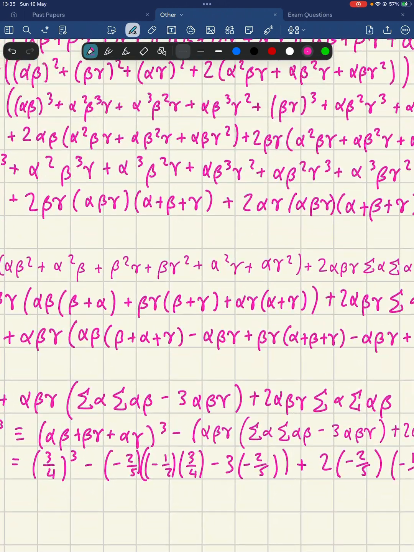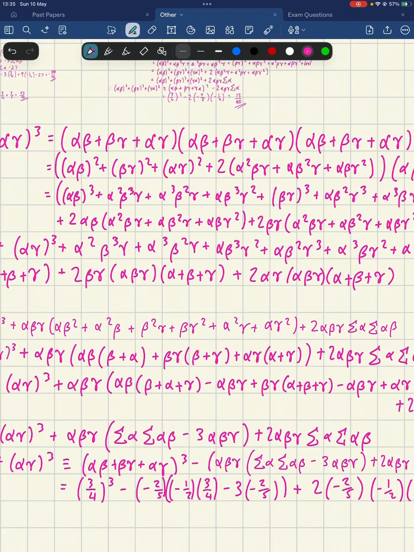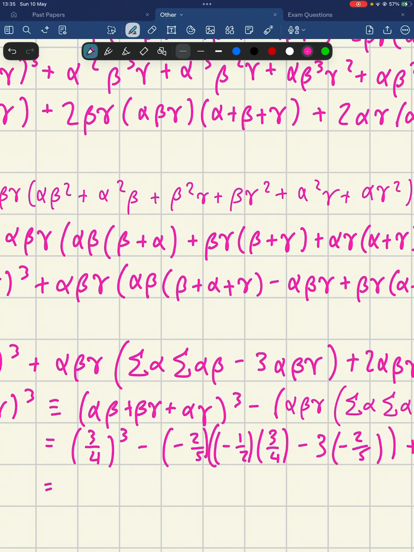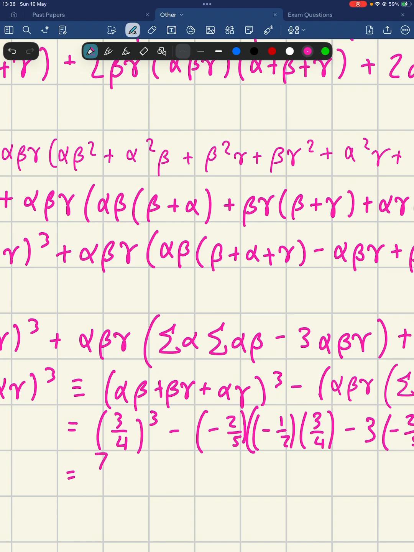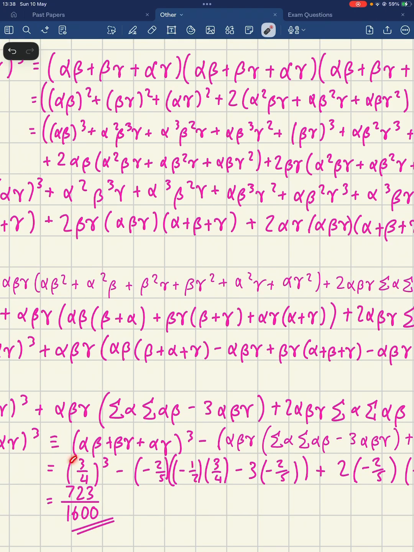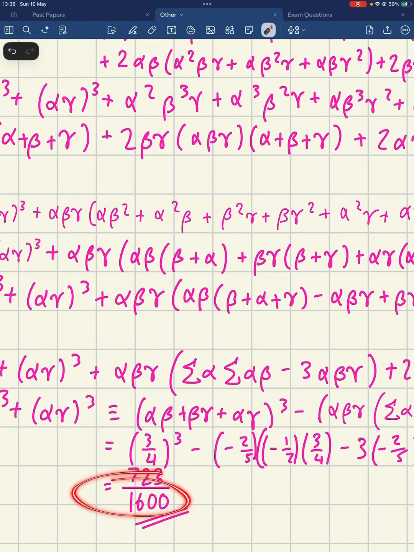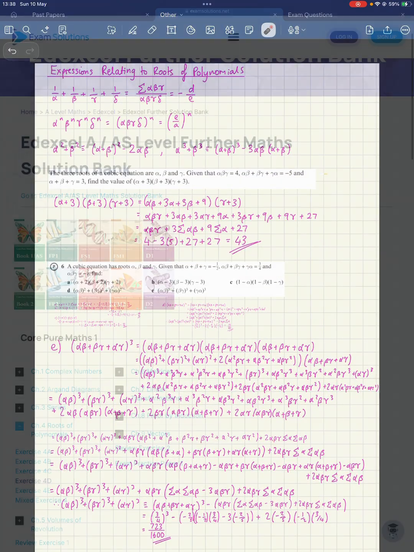Okay, so now at the end of all of that, we get this. And now we can just work it out on a calculator, which gives us 723 over 1,600. I had to recalculate it like 5 times because there are so many brackets, because you had to do this cubed minus all of this. So finally I think the answer is 723 over 1,600.